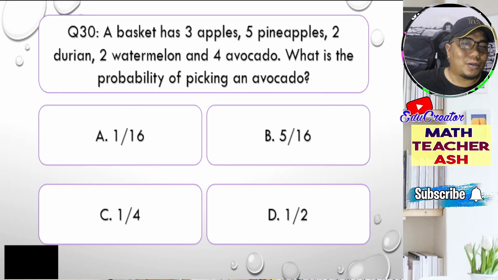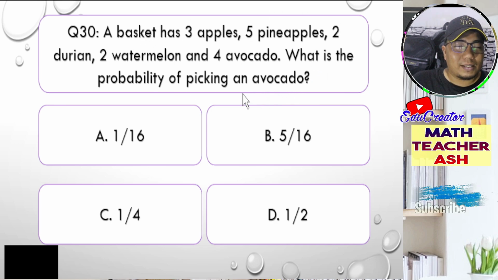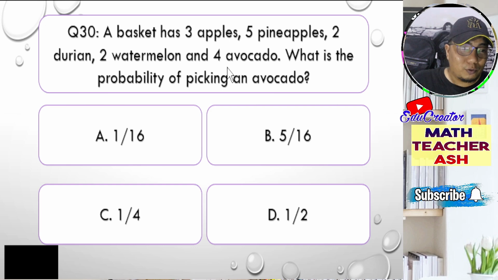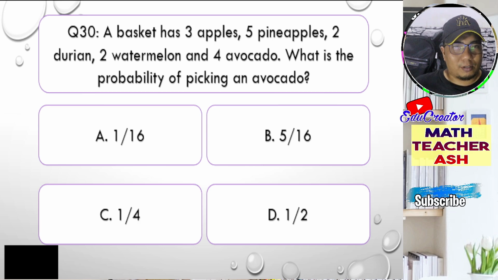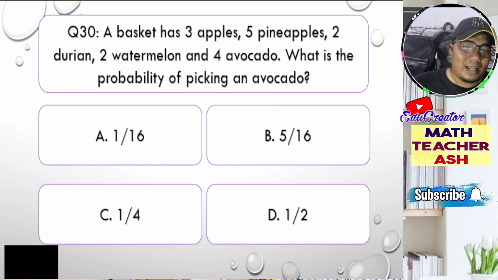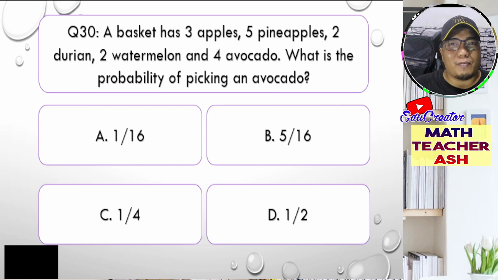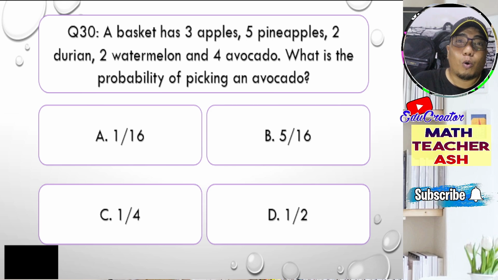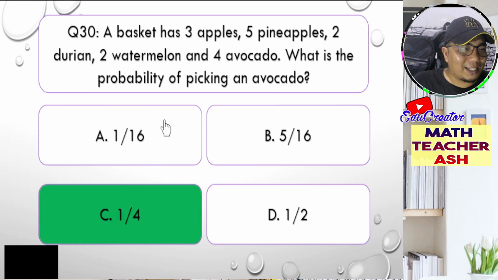Okay, math learners, as you can see here, now the question is focused on avocado. So still we have 16 fruits total in the basket. How many of those fruits are avocado? We have 4. So that is 4 out of 16. However, 4 over 16 is reducible into its lowest term. So 4 out of 16 is basically 1/4. You can divide the numerator and denominator by their greatest common factor, which is 4. So you have 1/4. The correct answer is letter C.